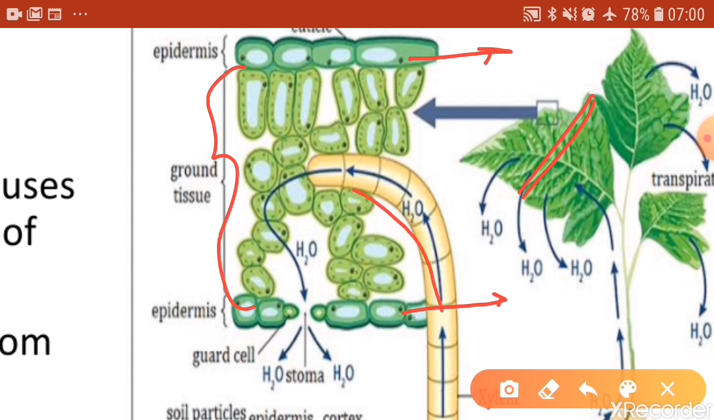And what you see here is a xylem vessel which brings water. This is the xylem vessel that brings water from the root, right? Now let us see how this transpiration pull works.